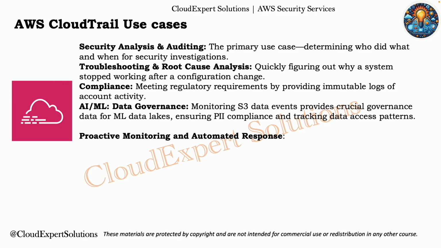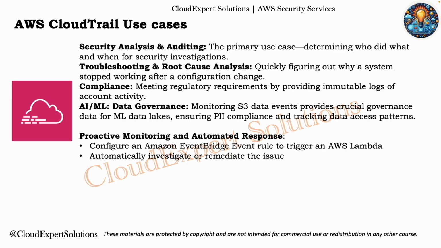You can also use AWS CloudTrail for proactive monitoring and automated response, and here is one of the many available options. You can configure an Amazon EventBridge rule to trigger an AWS Lambda function when an insight event for a high error rate is generated, which can automatically investigate or remediate the issue.